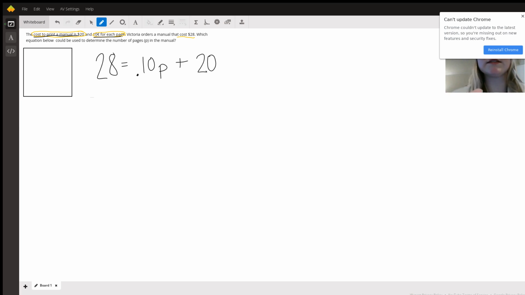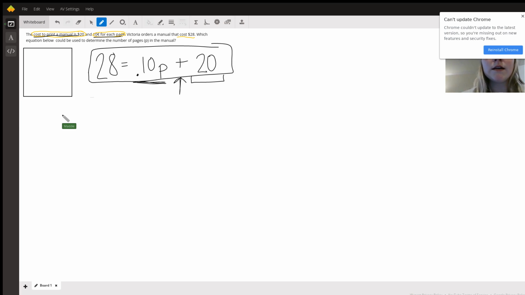So I started with this initial $20. That's a base that's not going to change. I want to put the number of pages multiplied by 10 cents so that it gets added on to whatever this 20 is. That's why the plus sign goes here. We're adding it to that 20. And we know that Victoria's manual cost $28. So this is the equation we set up, and we would solve for P. But it sounds like the question wants you to pick from a list of equations, so it doesn't really ask us to solve anything. So your final answer would be 28 equals 0.10P plus 20.